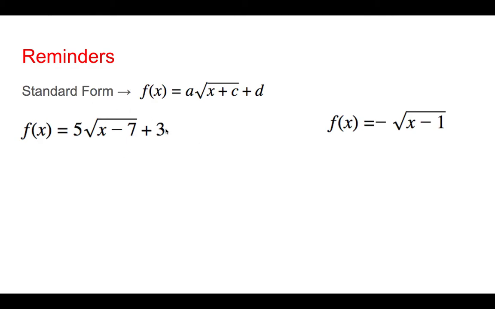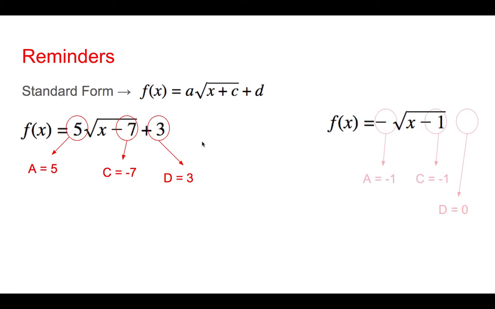So in this first one over here, we have A is 5, C is -7 here, and 3 is our D value. And then on this one, remember that if there's nothing out in front, there's an invisible 1. So A is not allowed to be 0. If there's nothing out there, it's a 1.